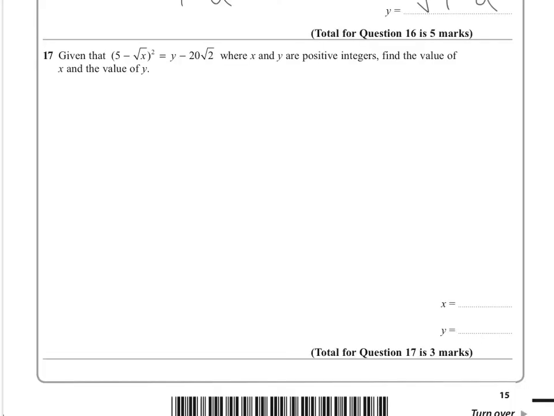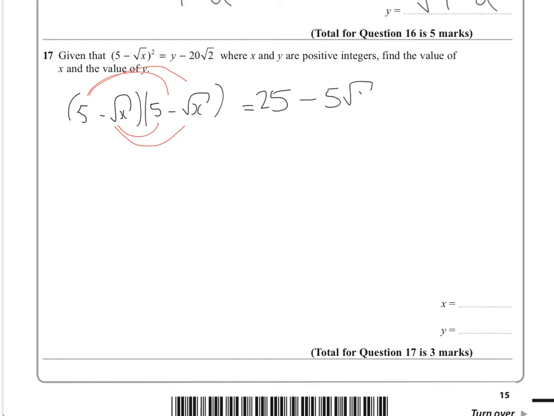So given that 5 minus root x all squared equals y minus 20 root 2, where x and y are positive integers, find the values of x and y. Well, if I start with the left hand side, so 5 minus root x all squared means I can write the brackets twice, and so then multiply out 5 times 5, 5 times minus root x, 5 times minus root x, minus root x times minus root x. That gives me 5 times 5, 25, minus 5 root x, minus 5 root x. Root x times root x gives me x. Negative times negative is also positive, so I've got plus x.